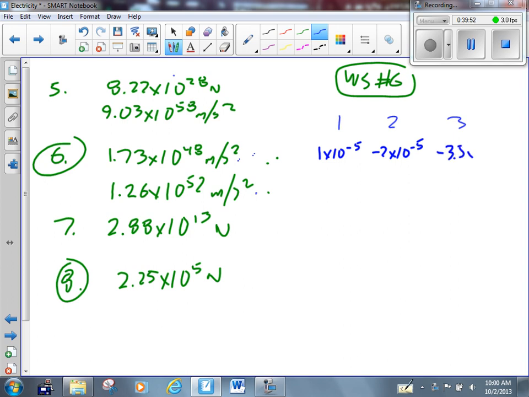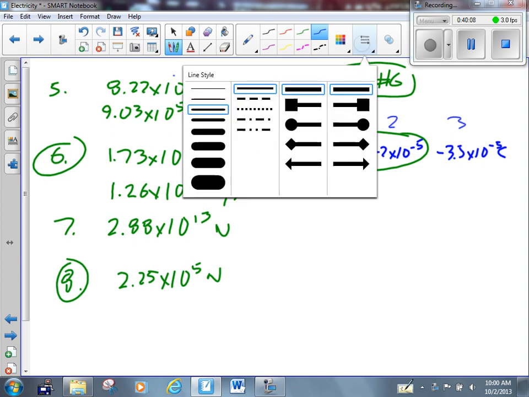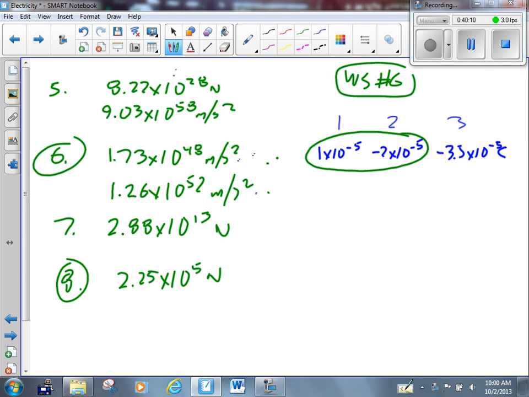We're told that object 1 touches 2. When 1 touches 2, they've got to balance each other out. 1 plus negative 2 gives me negative 1. Divide that by 2, we end up getting 0.5 times 10 to the minus 5. And of course, 0.5 times 10 to the minus 5. Charge 3 stays the same, negative 3.5 times 10 to the minus 5 coulombs.